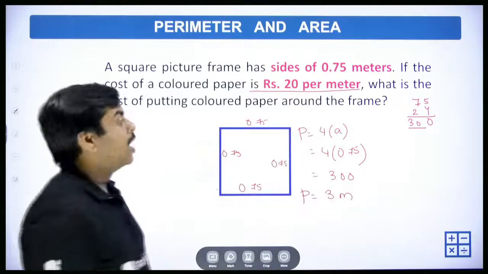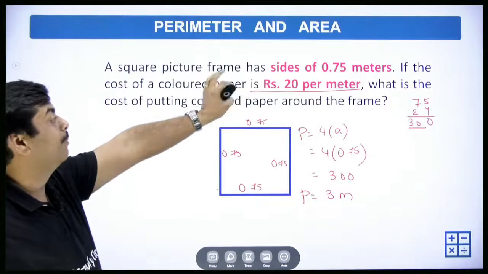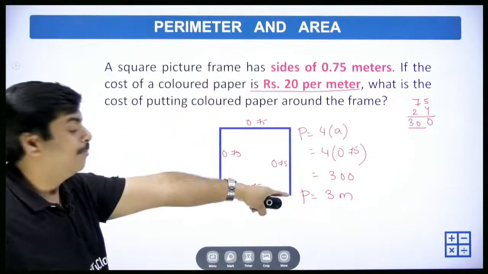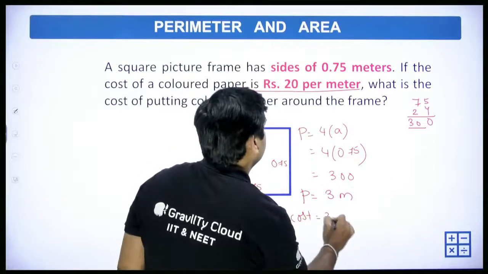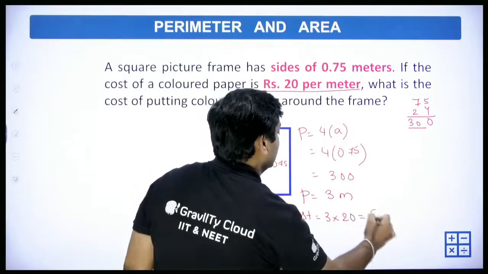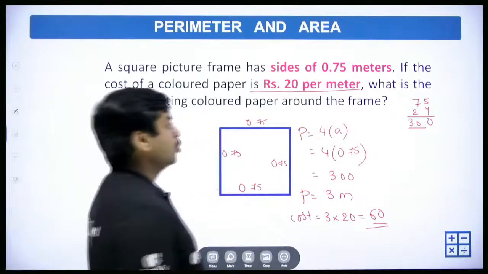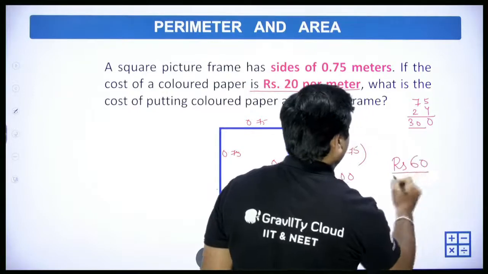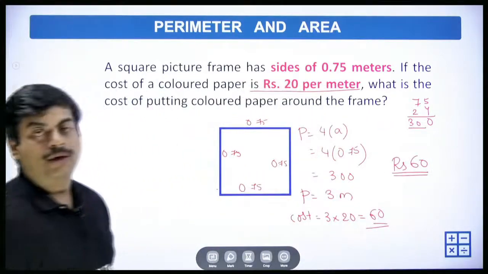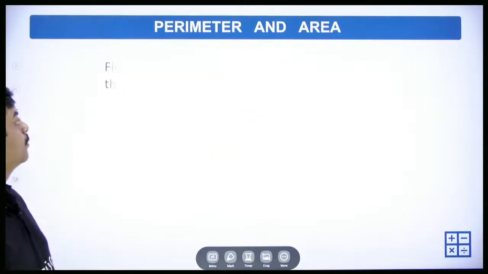Next, what is the cost of putting colored paper around the frame if the paper costs rupees 20 per meter? The total cost: we have 3 meters, 3 into rupees 20 per meter gives 60 rupees. So the total cost to put colored paper around the frame is rupees 60. Okay, let's move forward to the next question.